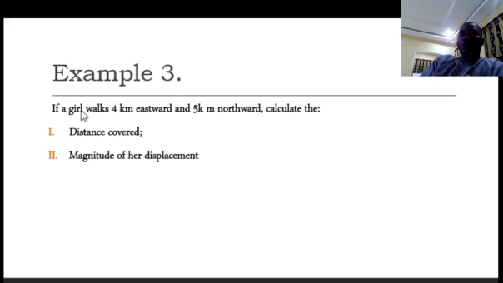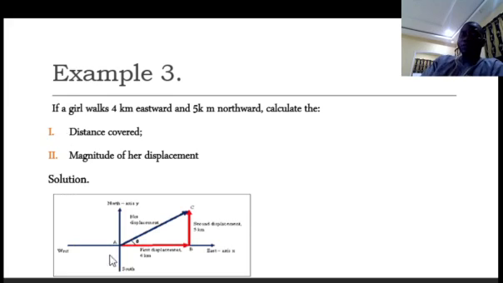If you look at this one, it's a bit different from the first two we have solved. Okay, if a girl walks 4 kilometers eastward and 5 kilometers northward, calculate one, the distance covered, two, the magnitude of her displacement. Okay, let's put it into a diagram. I told you that position is located from a reference point, and you need distance and direction to locate the position. Now you can see the body is starting from the reference point and goes 4 kilometers eastward, and from then it went further 5 kilometers northward.